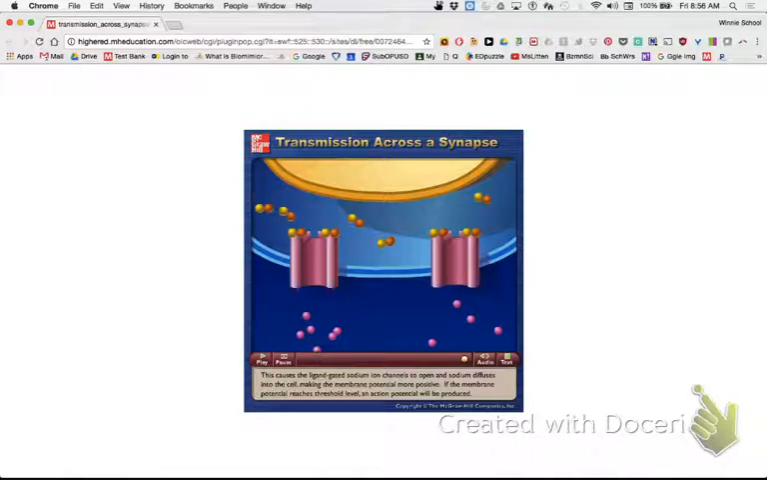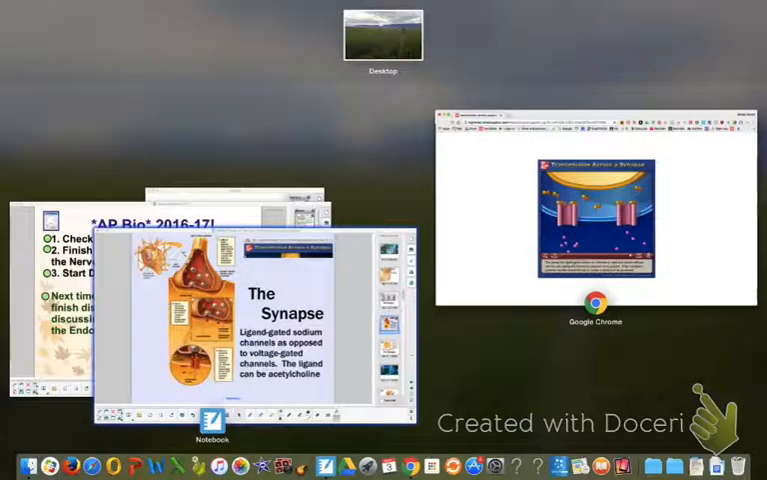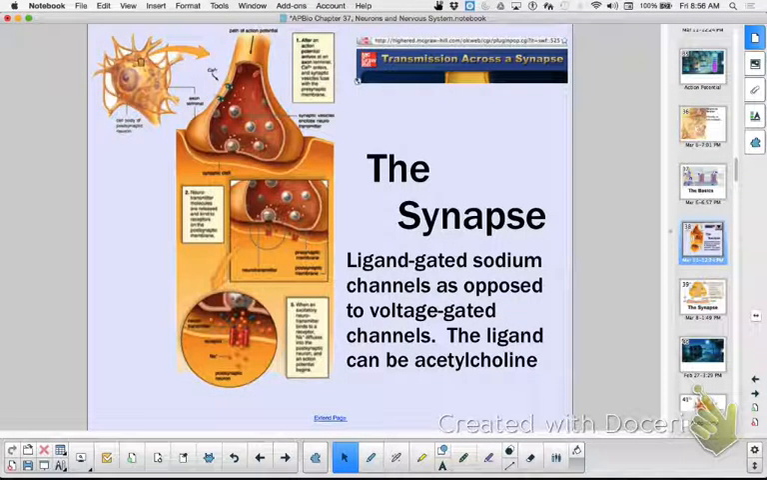Transmission across a synapse. A synapse is defined as a junction between two neurons. There can be 1,000 to how many? 10,000. Oh my gosh. Okay. The presynaptic neuron is the sending. The postsynaptic neuron is the receiving. The synaptic cleft is the small space between the neurons.